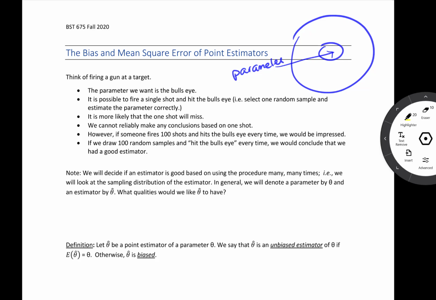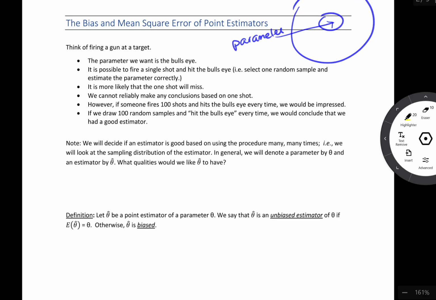However, if someone were to fire 100 shots and hit the bullseye every time, we would be impressed. The idea is if we draw 100 random samples and hit the bullseye every time, we would conclude that we had a good estimator. Notice here we're deciding if an estimator is good based on using the procedure many, many times.